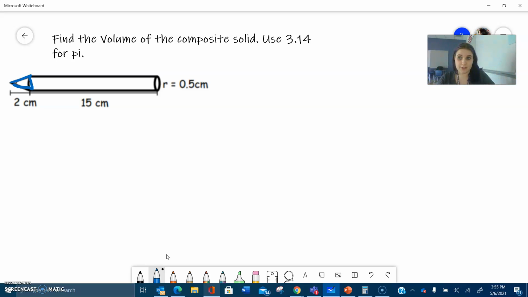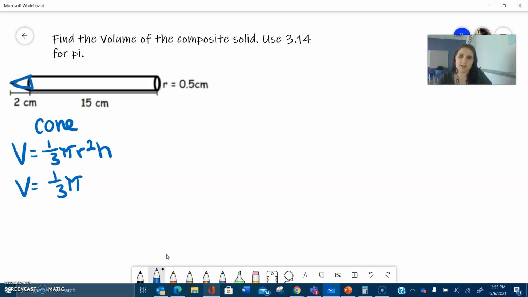So first, the volume of the cone. Let's do the cone first. The volume of a cone is V equals 1/3 times pi times the radius squared times the height. So let's substitute our values in. V equals 1/3 times pi. The radius is 0.5. It's the same as the cylinder. So the radius is 0.5 squared. And the height of just the cone part is 2.